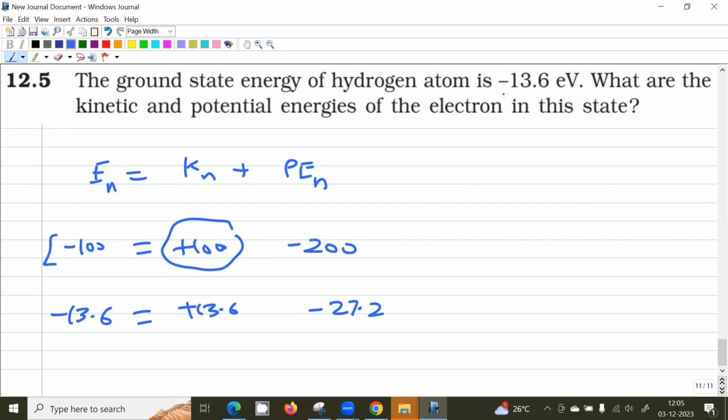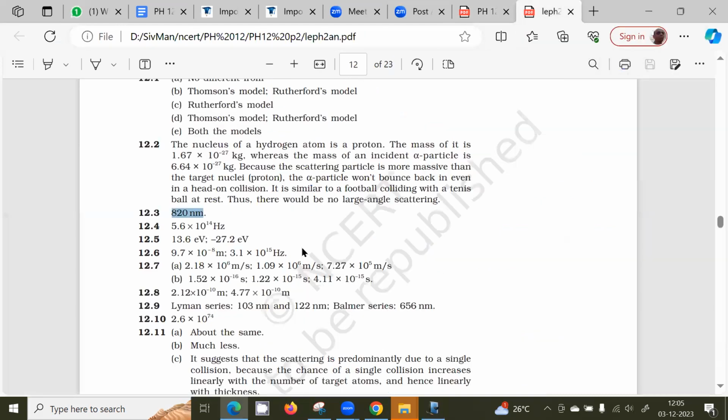So here he's talking about the ground state of the hydrogen atom. The total is minus 13.6, so the potential will be double of this, minus 27.2, and the kinetic will be plus 13.6. Okay, so this is in electron volts. If you have to convert to joules, you have to multiply by 1.6 into 10 raised to minus 19. In 12.5, they are given in electron volts only.